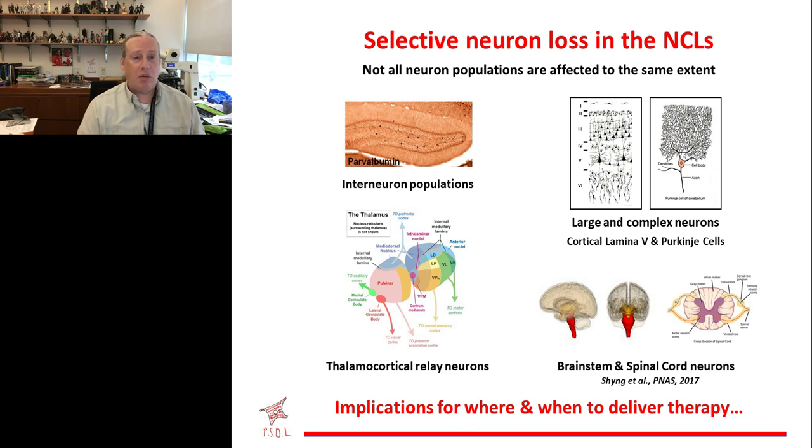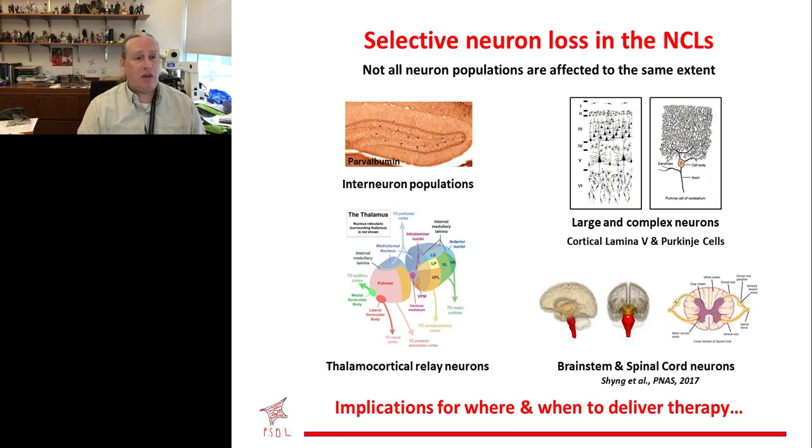There is also a theme that the larger and more complicated neurons are, the more likely they are to be vulnerable, and examples are layer 5 pyramidal cells or Purkinje cells within the cerebellum. And recently we found another good example, which is the selective pathology that we see early in the disease within the spinal cord. Now, obviously, if different things are happening in different places, this has big implications for where and when we should be delivering our therapy to have the greatest effect.